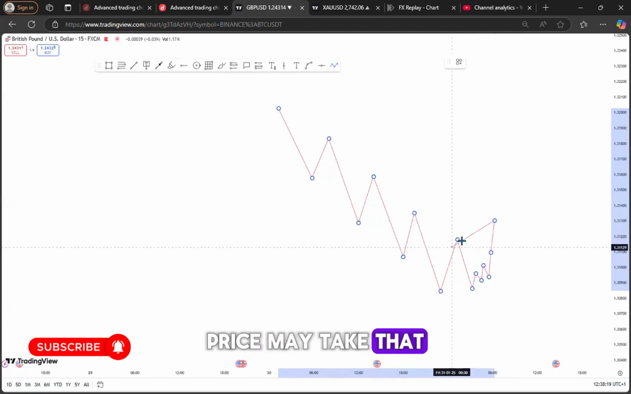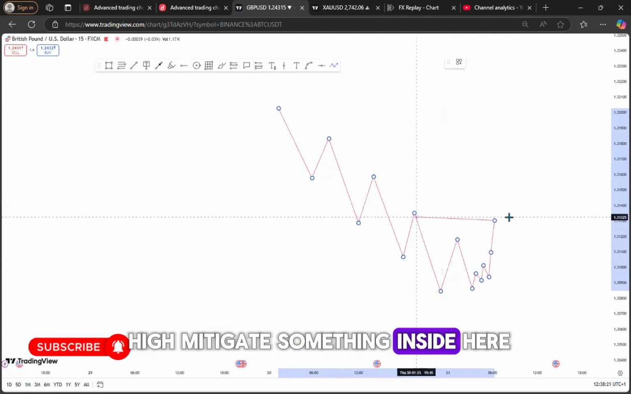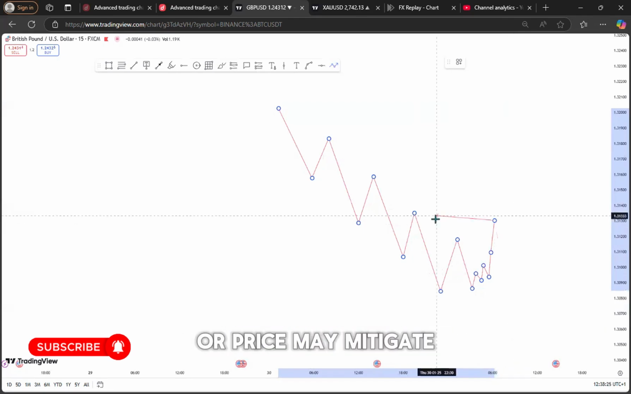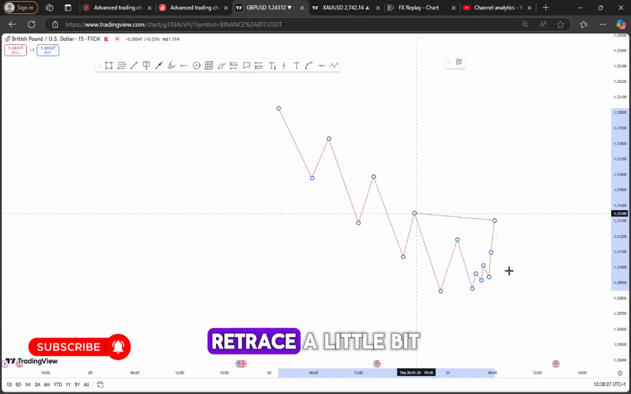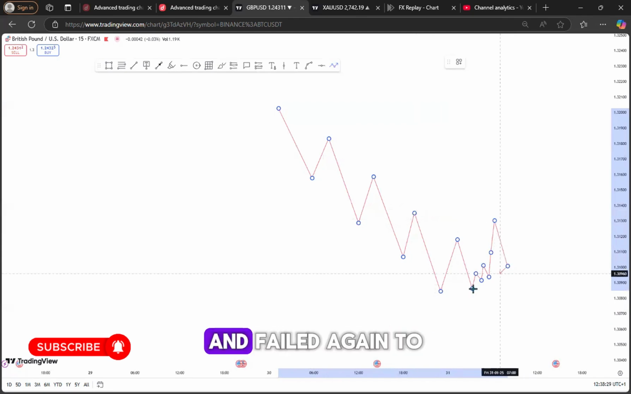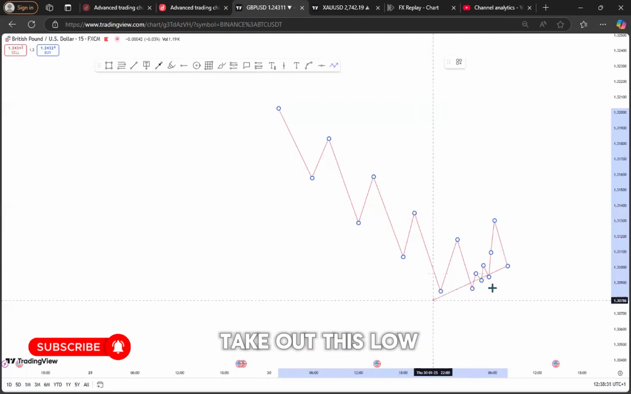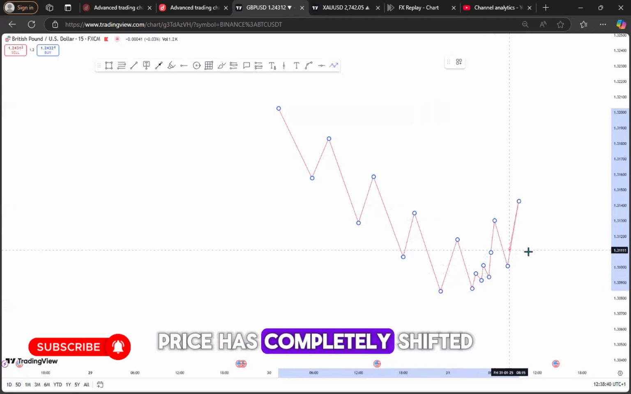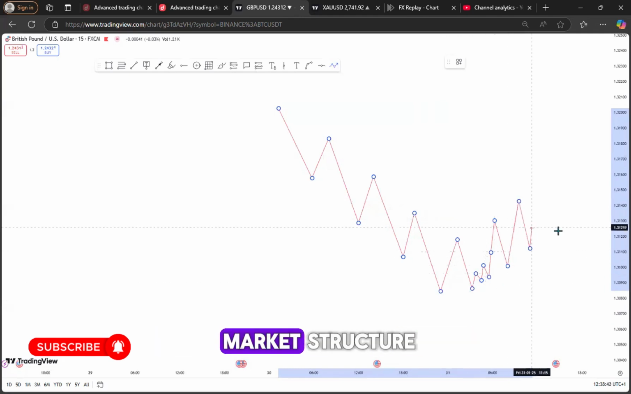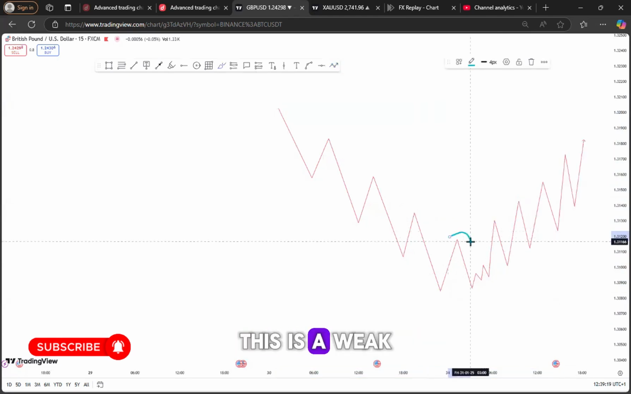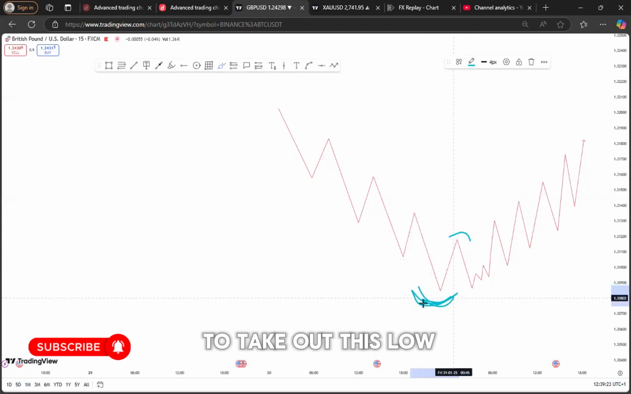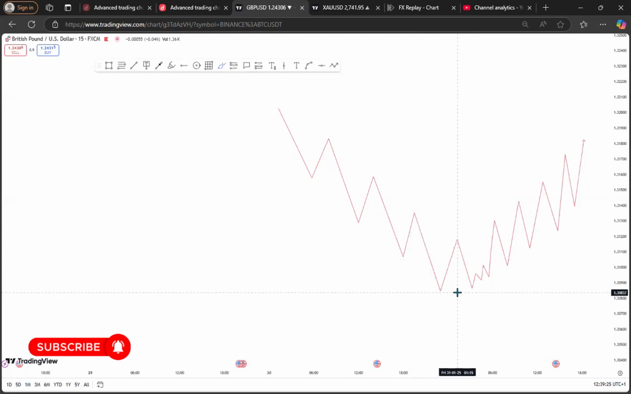Price may take that high, mitigate something inside here, then continue pushing to the downside, or price may mitigate something inside here, retrace a little bit, and fail again to take out this low. In this scenario, price has completely shifted market structure. This is a weak high because it fails to take out this low.